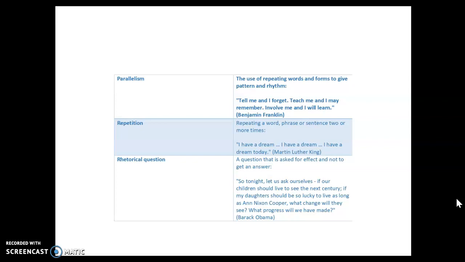There is a quote from Barack Obama here. "So tonight, let's ask ourselves, if our children should live to see the next century, if my daughters should be so lucky to live as long as Ann Nixon Cooper, what change will they see? What progress will we have made?" So that's an example of rhetorical questions.